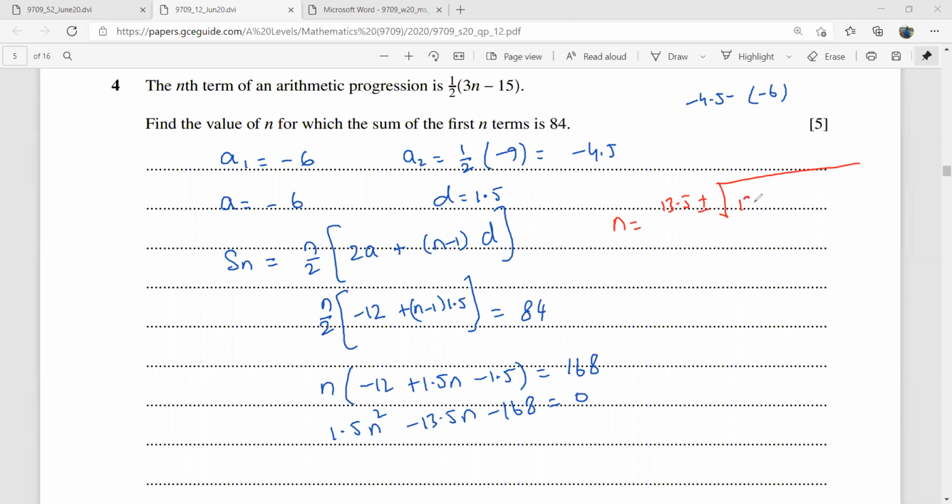Okay, this is 13.5 square minus 4 into 1.5 is 6 into minus 168. Just to manage the space, I have multiplied 4 with 1.5 and we have 3 over here. And now you can use the calculator and tell me what are these two values here. Sir, 16 and minus 7. Okay, so 16 and minus 7. Obviously, your n is going to be 16. N cannot be negative. So far, this paper seems to be an easier paper. Let's see what happens towards the end of this paper.